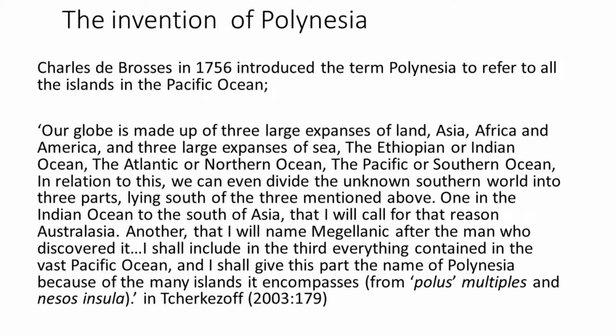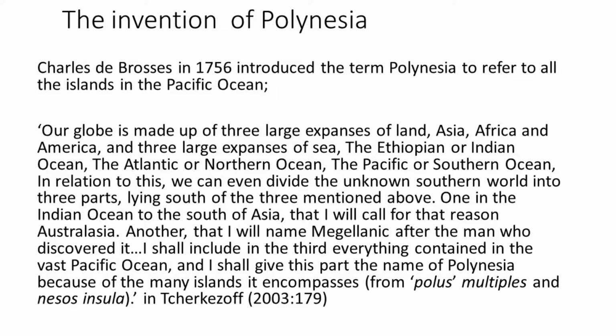The invention of Polynesia. Charles de Brosse in 1756 introduced the term Polynesia to refer to all the islands in the Pacific Ocean. And this is a quote: "Our globe is made up of 3 large expanses of land, Asia, Africa, and America, and 3 large expanses of sea, the Ethiopian or Indian Ocean, the Atlantic or Northern Ocean, the Pacific or Southern Ocean, and in relation to this, we can even divide the unknown southern world into 3 parts, lying south of the 3 mentioned above, one in the Indian Ocean to the south of Asia, that I will call for that reason Australasia."